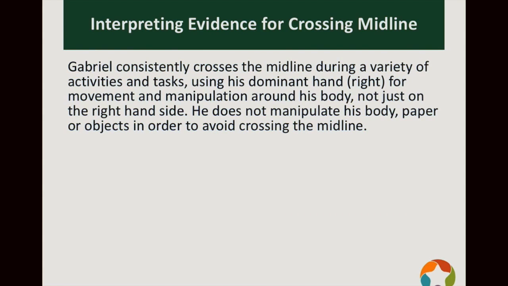Let's move now to crossing midline. Gabriel consistently crosses the midline during a variety of activities and tasks, using his dominant hand, right, for movement and manipulation around his body, not just on the right-hand side. He does not manipulate his body, paper, or objects in order to avoid crossing the midline.